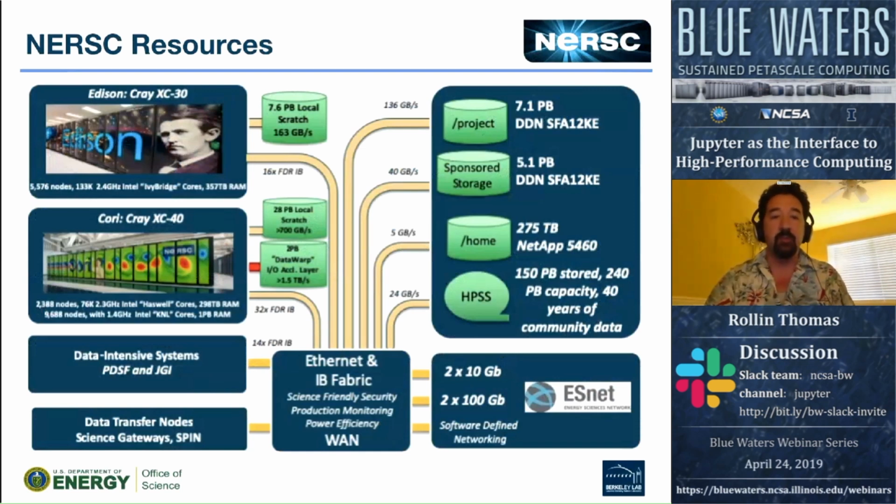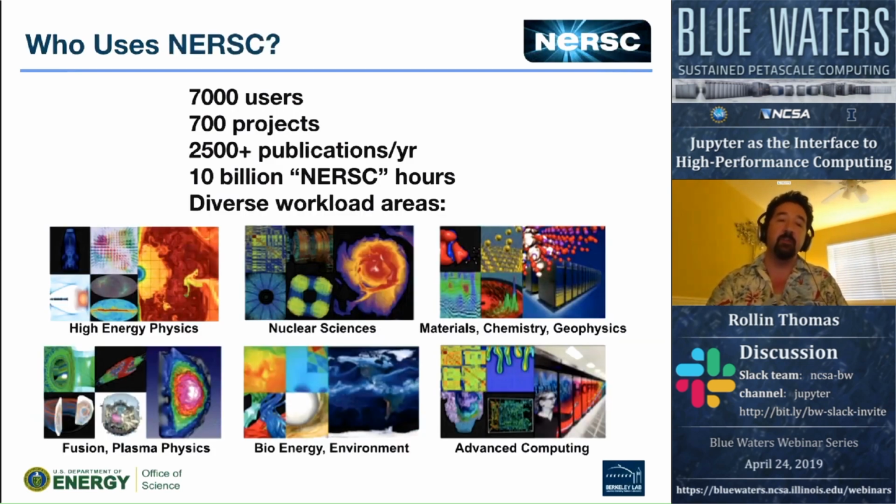Who are the people that use NERSC? We have about 7,000 users. I think on any given day, probably about 1,000 of those users log into our systems. They are spread over about 700 different projects that have funding from the Department of Energy. We help produce 2,500 plus publications per year through the use of NERSC resources. And last year we gave out 10 billion hours to those users to do their science.